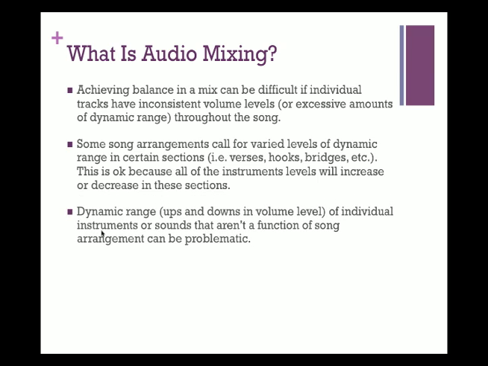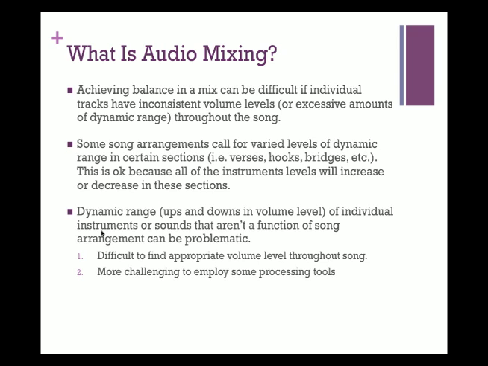But dynamic range of individual instruments or sounds that aren't a function of song arrangement can be problematic. So if you've got that one sound that's just loud in some places and soft in other places, that can be a problem for a number of reasons. Number one, it can be difficult to find the appropriate volume level throughout the song for that part. If it's going up and down, it's hard to place that sound at a certain volume level and keep it there, because at one moment you think you've got the volume right, the next moment you have to turn it down because all of a sudden there's a volume surge, and vice versa.